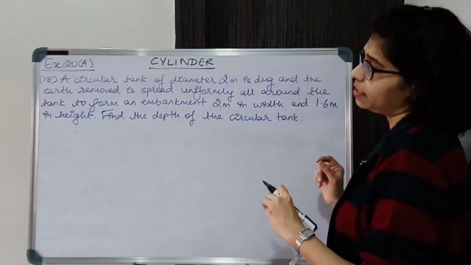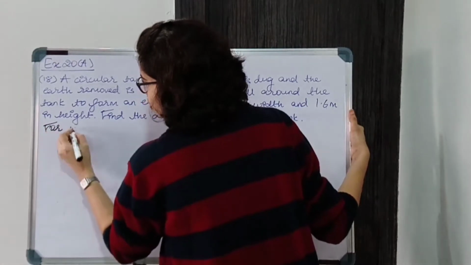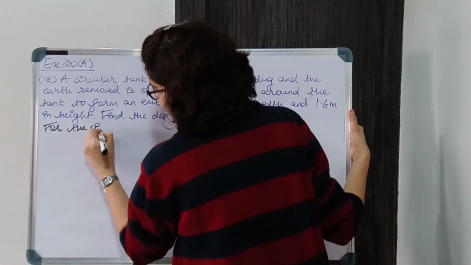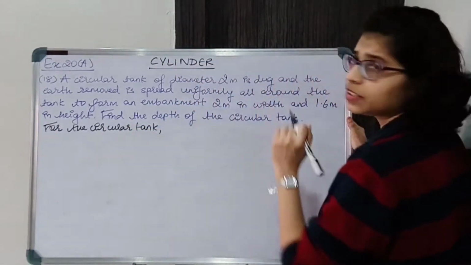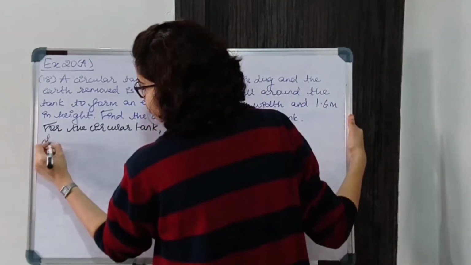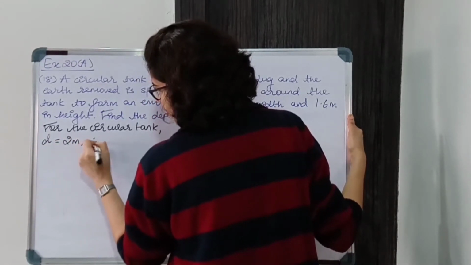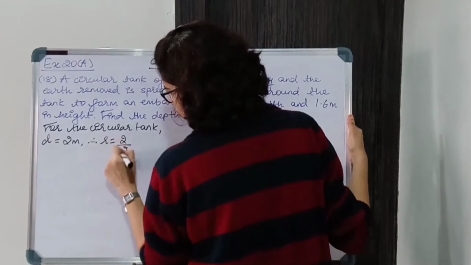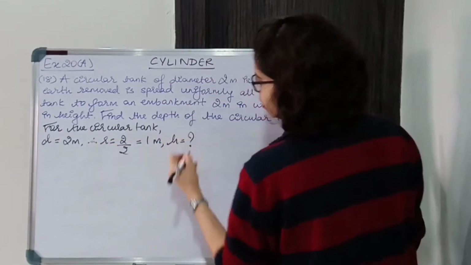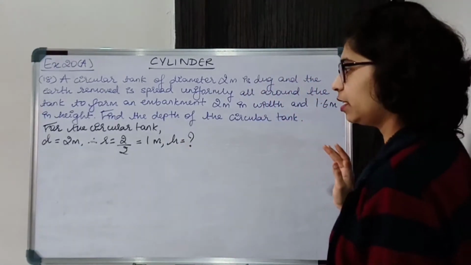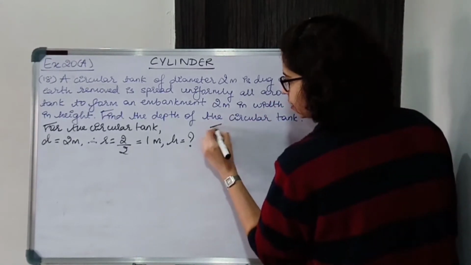Now we'll write down the details first. For the circular tank, what are we given? We are given the diameter. Okay, so the diameter is equal to 2 meters, therefore r is 2 upon 2, that is 1 meter, and we don't know the height, that is the depth of this circular tank.